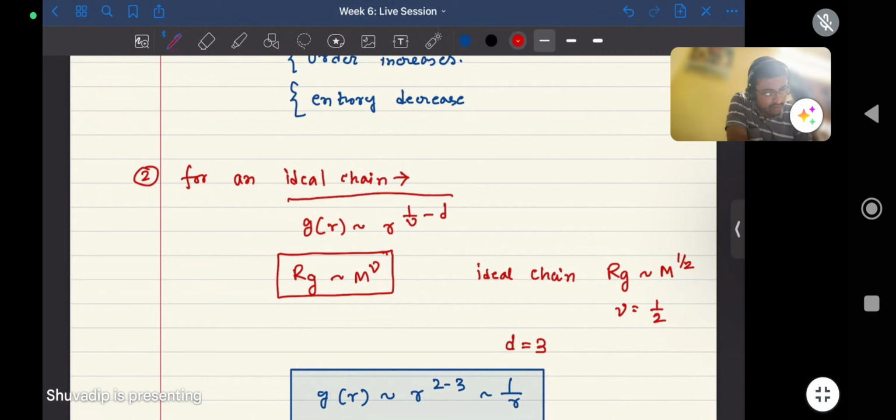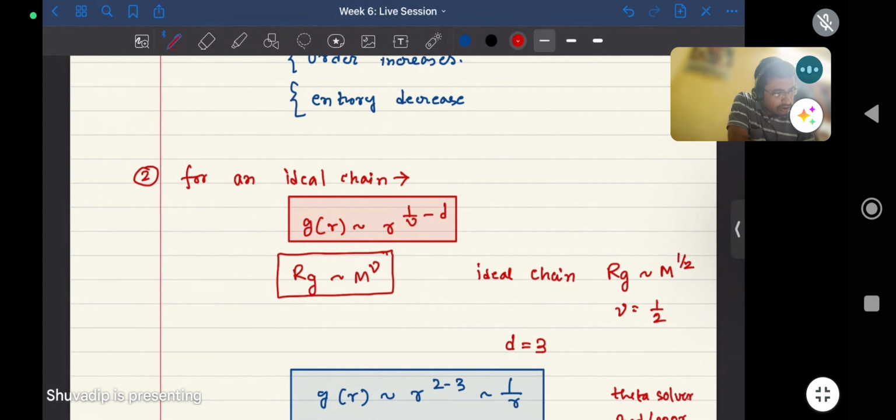So similarly for other kinds of chain, this ideal chain behavior is for theta solution. There will be two more kinds of solution, that will be bad or poor. Theta solvent is the ideal chain, bad or poor solvent, their nu will be something like 0.33, or there will be good solvent where nu is like 0.6.